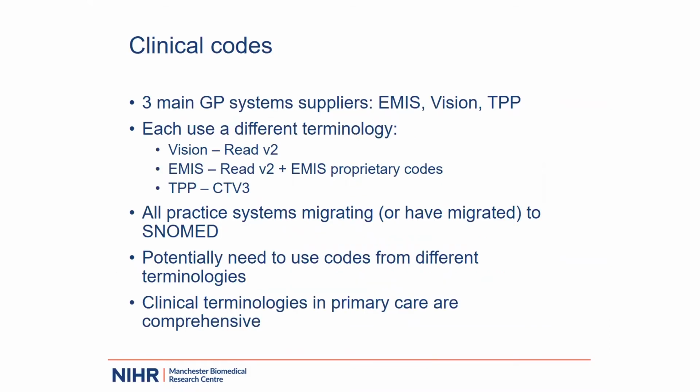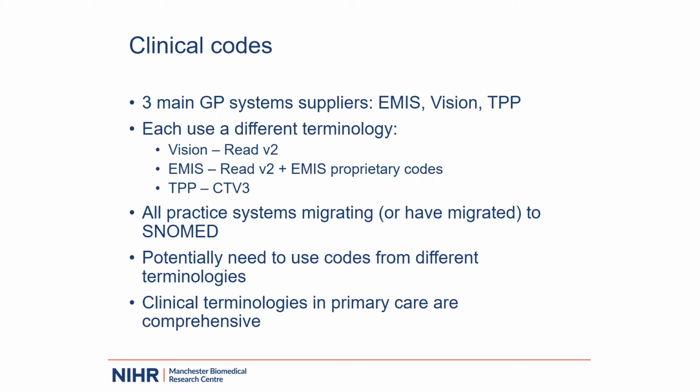Okay, so there are three main GP system suppliers. They're called EMIS, Vision, and TPP. And they each use what's called a different terminology. So Vision uses read code version 2. You saw an example of that. EMIS also uses read code version 2, but they also have their own proprietary codes called EMIS codes.